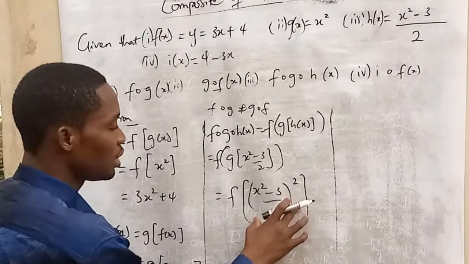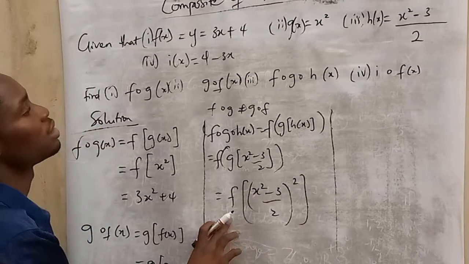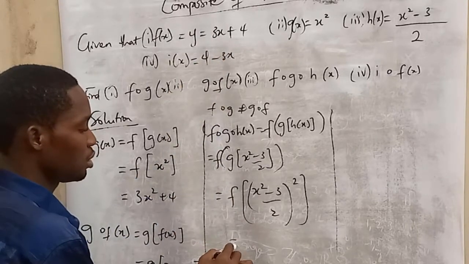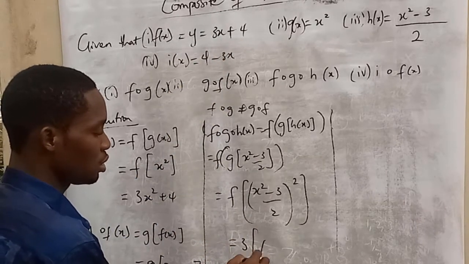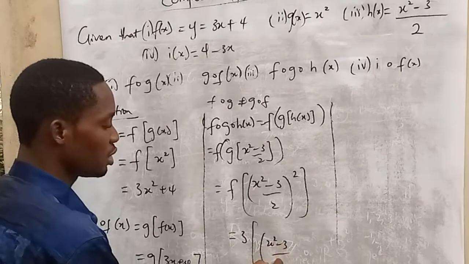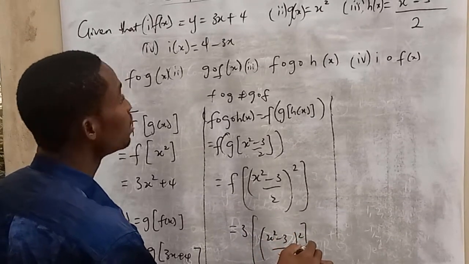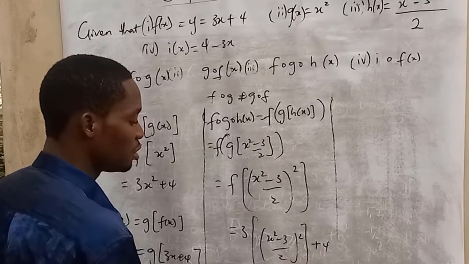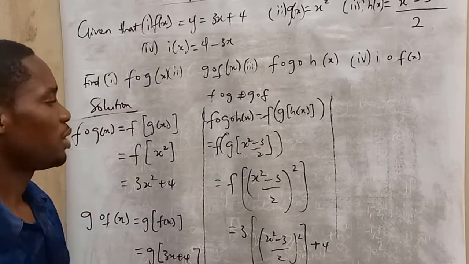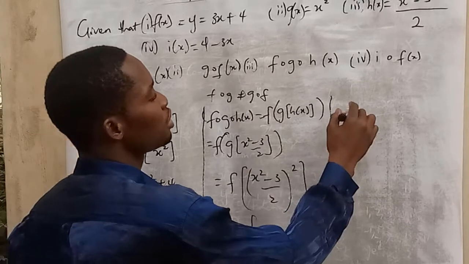Finally, put this value inside f of x wherever I see x. I'm going to have it as 3 into x squared minus 3 all over 2 all squared, that's for 3x, then plus 4, which gives me my final answer.